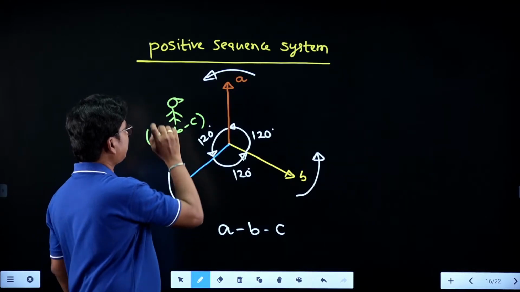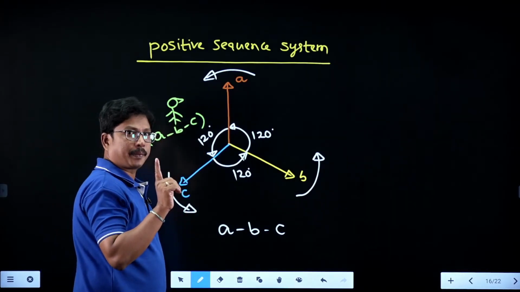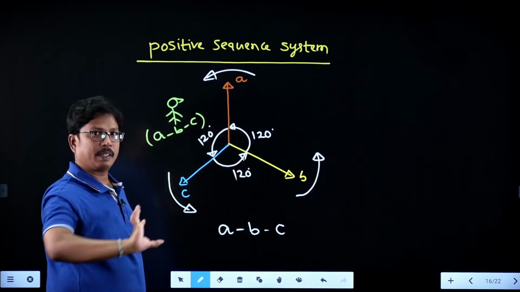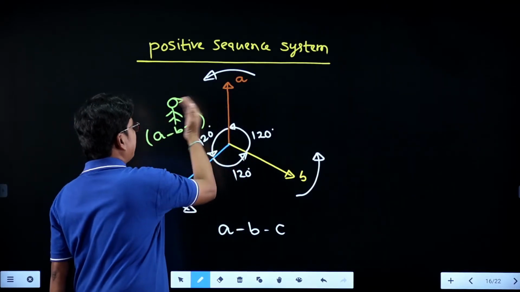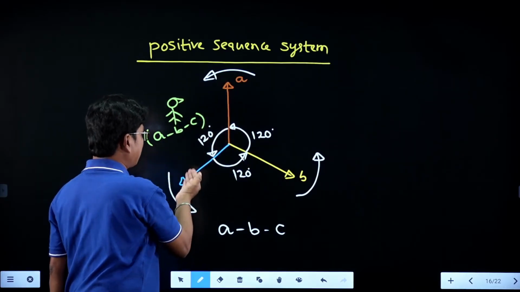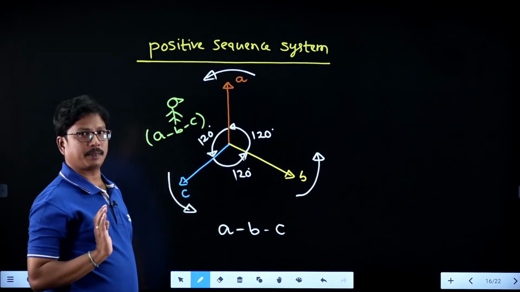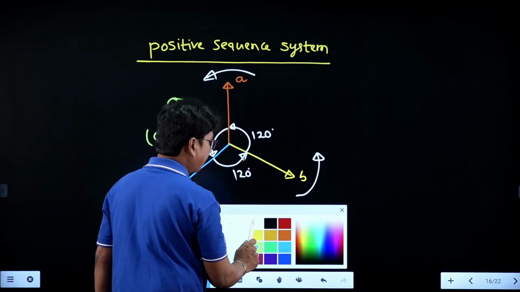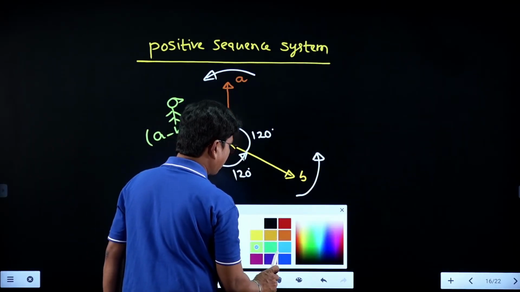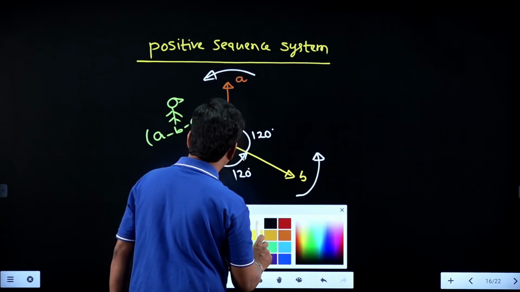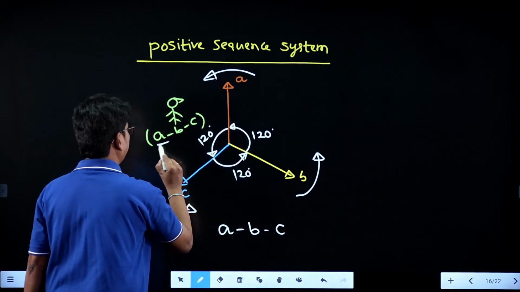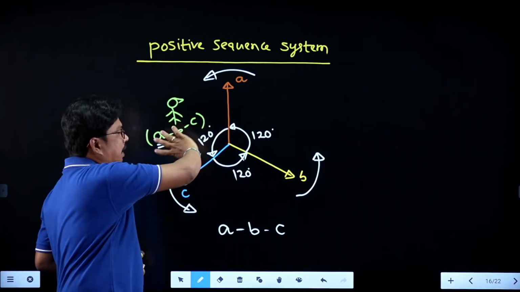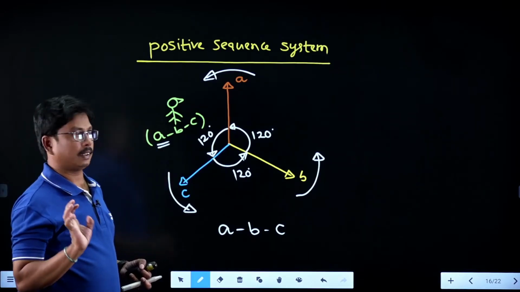Just check here. The person should never rotate. The person has to be stationary there and the vectors will rotate. Vectors will rotate. So that A meets the person and B meets the person and C meets the person. Now tell me, what is the reference phase here? The reference phase, whatever you have started with. So as you have started with A, that is the reference phase. That means whenever you are starting with A, that is the reference phase.